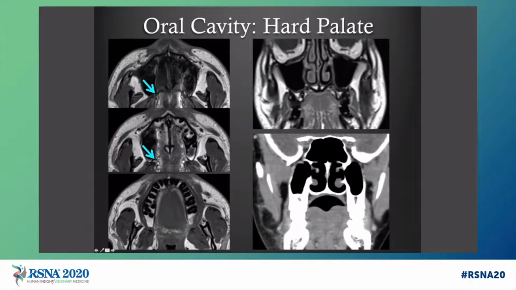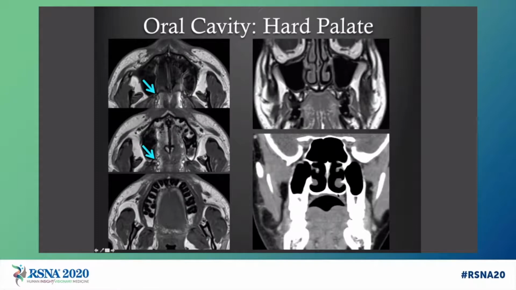The coronal plane is really the ideal plane to examine the hard palate. Here we see the normal mucosal covering on our coronal T1 weighted image, the normal marrow signal of the hard palate deep to this. And really what we want to look for, again, in case of a potential neoplastic process, is extension to the greater palatine nerve foramina.